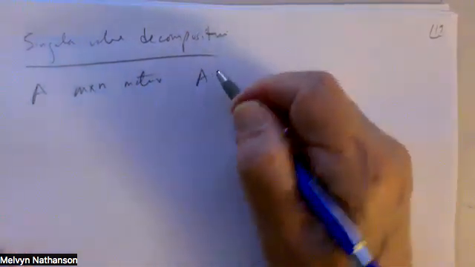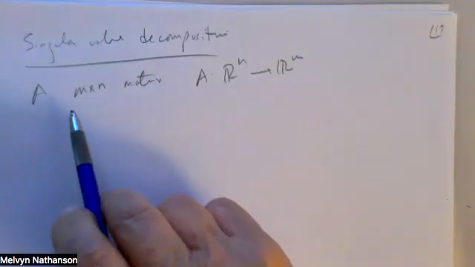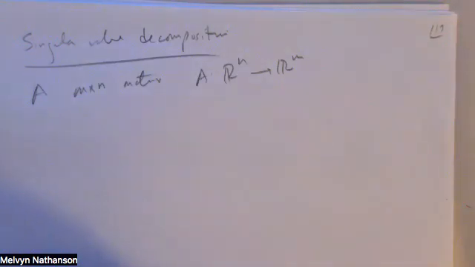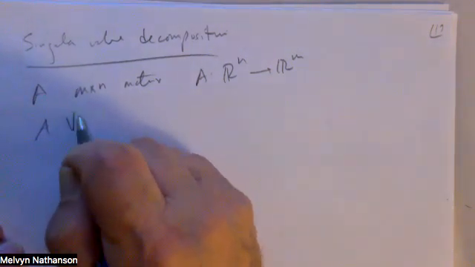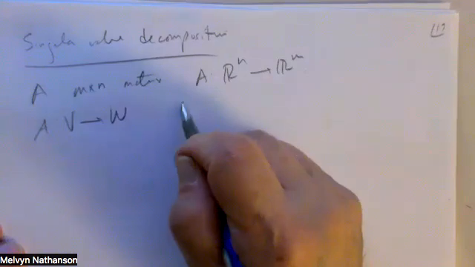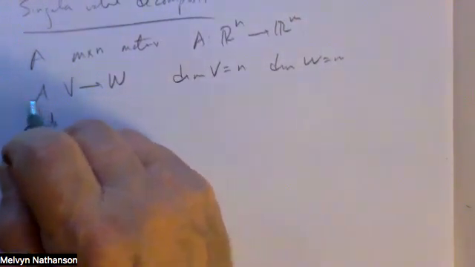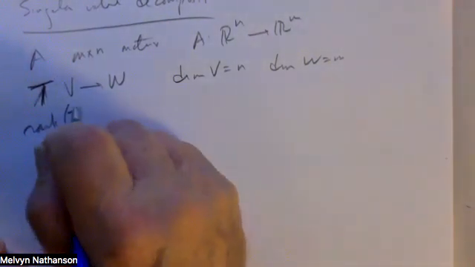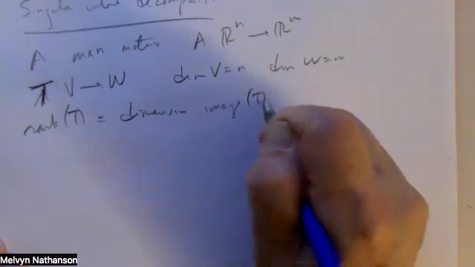So A corresponds to a linear transformation from Rn to Rm, right? Take an m by n matrix times an n-dimensional vector, you get an m-dimensional vector. Or say A from V to W, where the dimension of V is n, the dimension of W is m. So the rank, let me use T for the linear transformation. The rank of T is the dimension of the image of T.